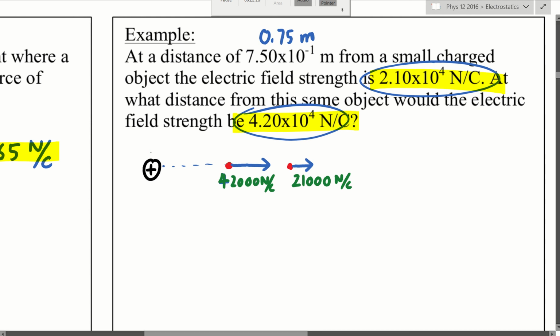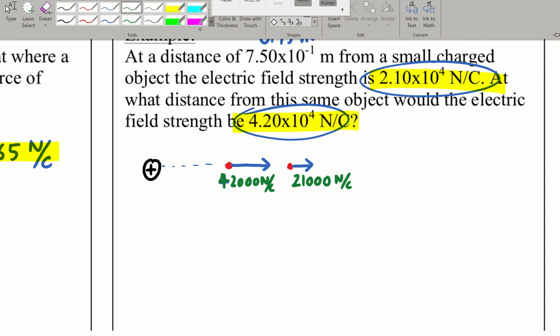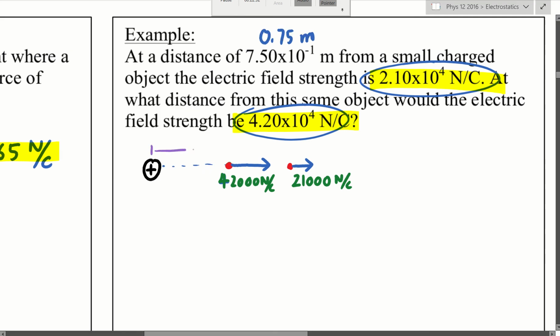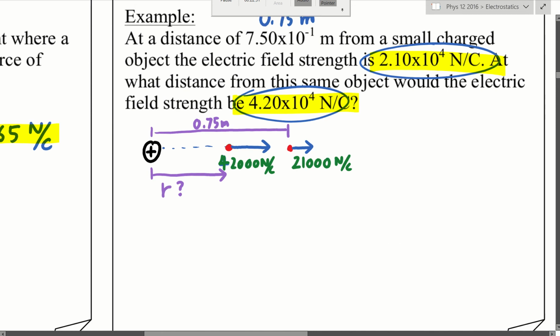Okay, so which distance is the 0.75? The 0.75 is the original distance, so that's the one for the 21,000 value. So this is 0.75 meter. And the question is asking us for the distance to this one. So this is what we don't know.